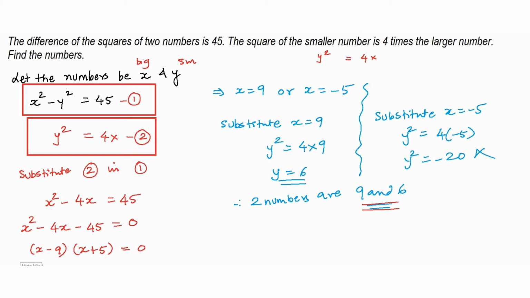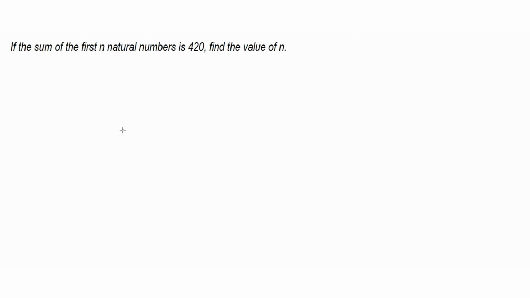Moving on to the next question. If the sum of the first n natural numbers is 420, find the value of n. So this is an arithmetic progression problem. If you remember, we had similar problems in the arithmetic progression chapter. So it's given that the sum of the first n natural numbers.